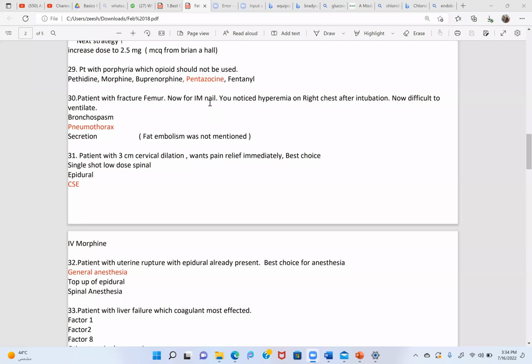Femur fracture, now IM nail, hyperemia on right side of chest after intubation, now difficult to ventilate. Options: bronchospasm, pneumothorax, secretion, fat embolism. This should be bronchospasm, no? Because it is a sign of reaction, difficult to ventilate. So it's not pneumothorax. What do you say?